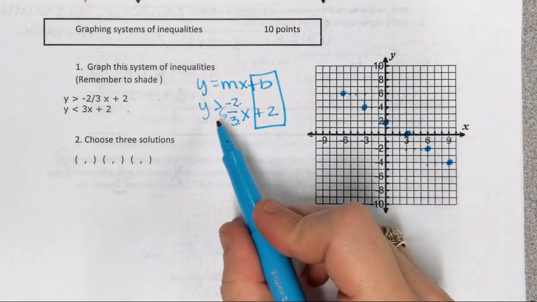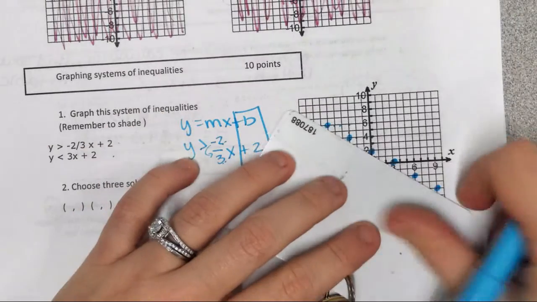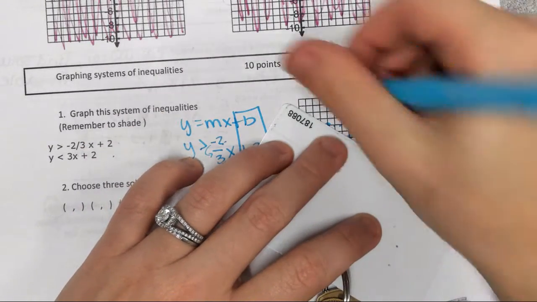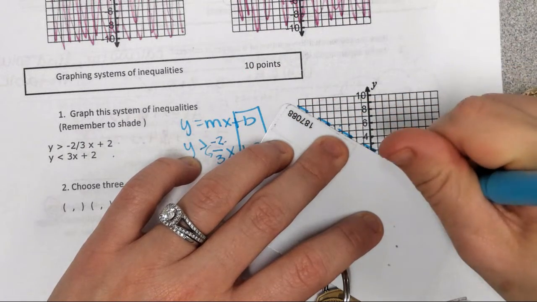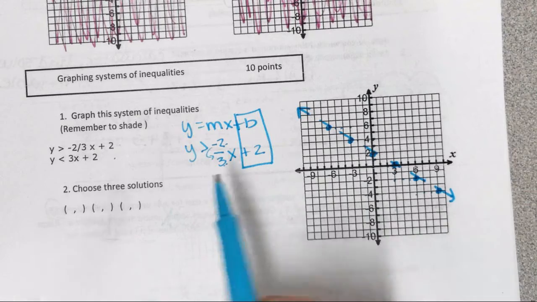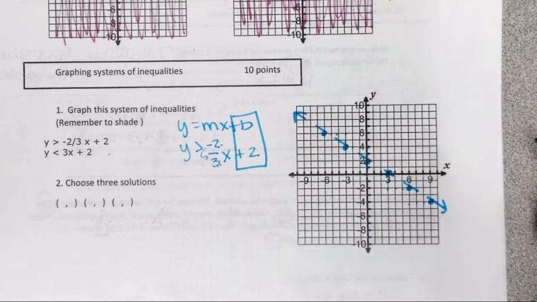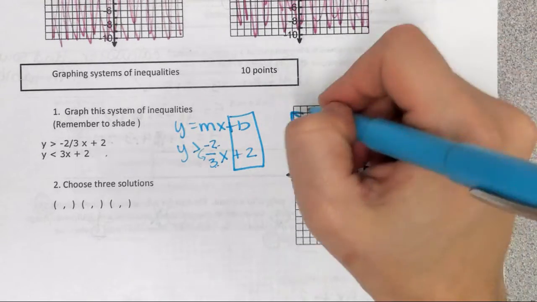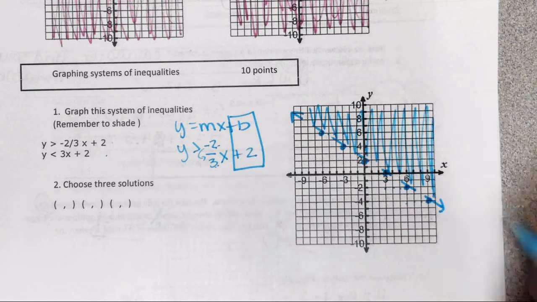This is a greater than, not a greater than or equal to, so that means our line is going to be a dotted line. So let's go ahead and make this a dotted line. It should look like this. And again, it is a greater than, so remember greater than means you shade above the line, so we're going to shade above our line.